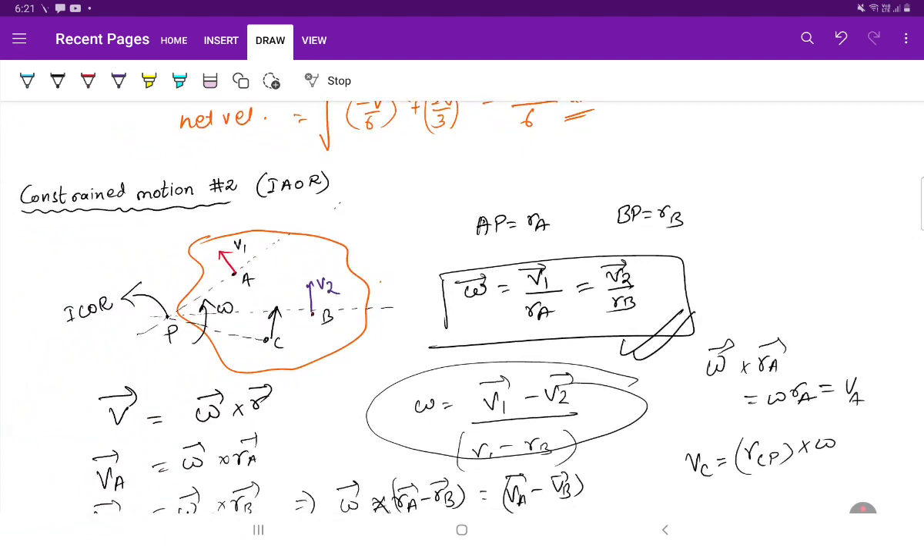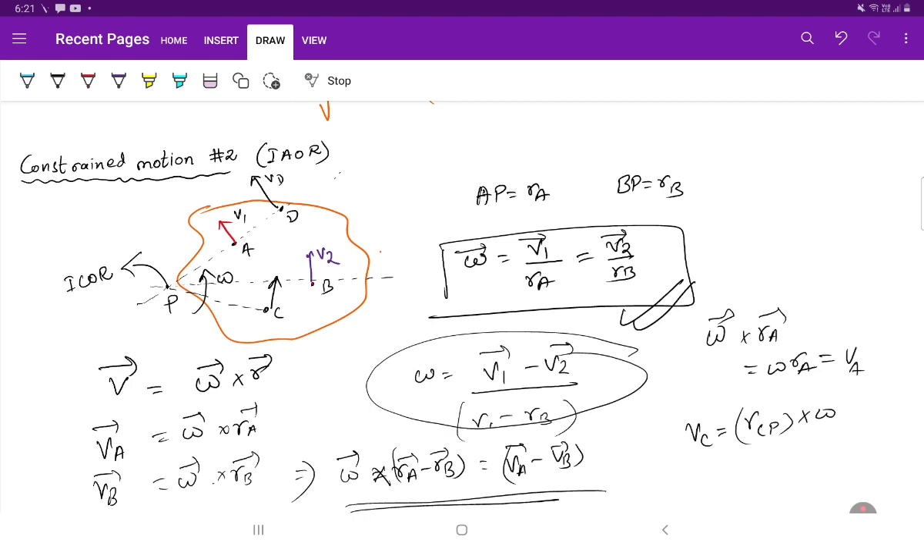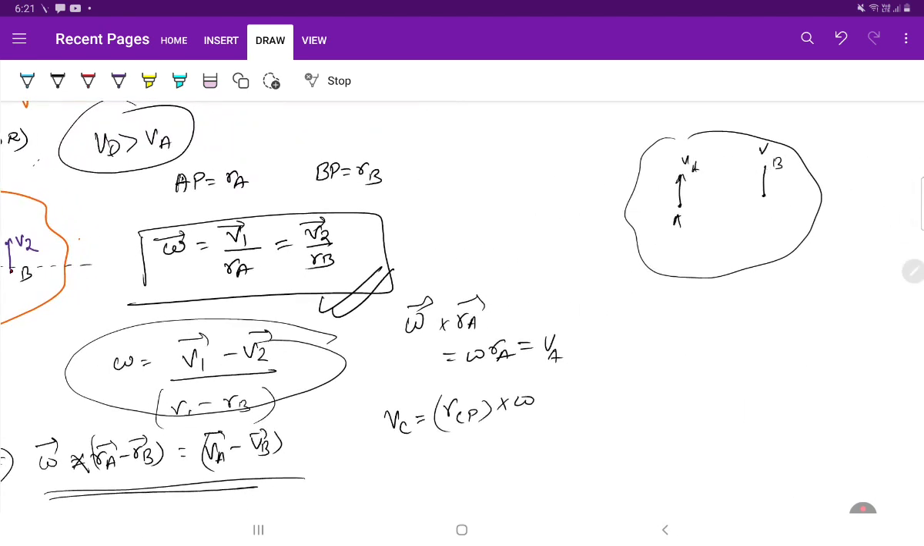For example, suppose another point D on the line AP. Now this will have some other velocity Vd, but observe in this case that DP is greater than AP. So the velocity of D will be greater than the velocity of A. Hence, if these two points have different velocities, they may not lie on the same line.